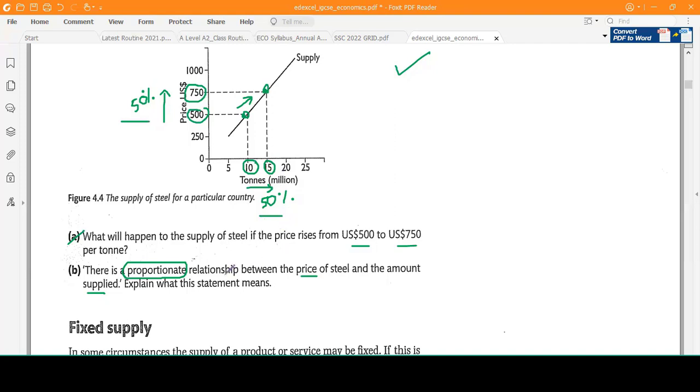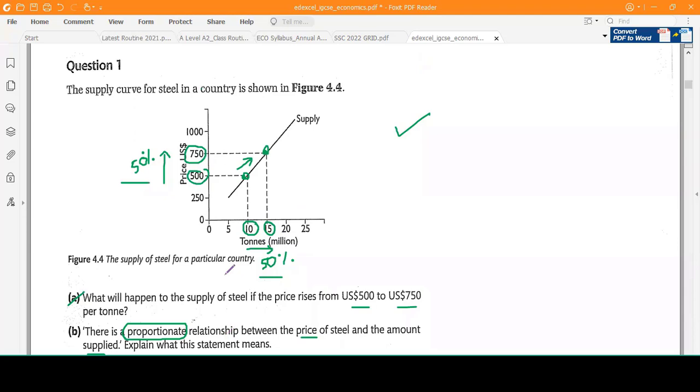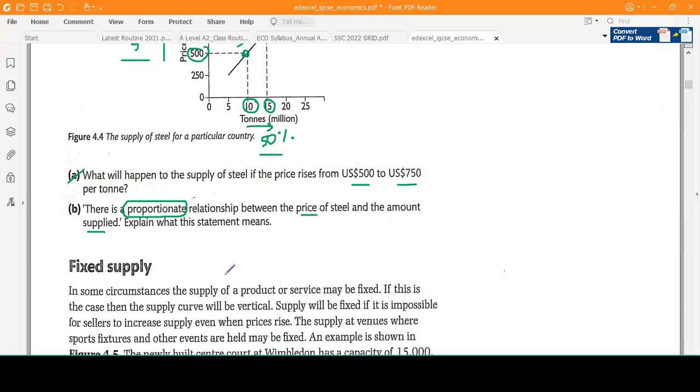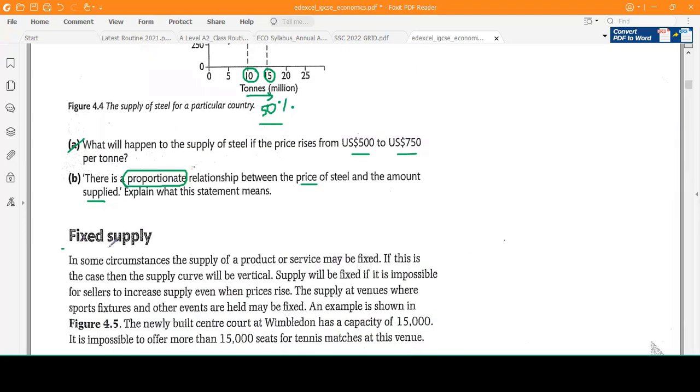Okay. So that's all from movement along the supply curve. And finally, we have another topic which is called fixed supply.